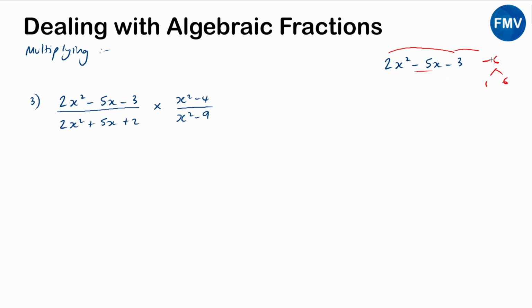Well, 1 times 6 gives us 6. If I place that as a minus and that as a positive, that gives us minus 6. And if you add them together, it gives us minus 5. So this now becomes 2x squared plus 1x minus 6x minus 3. Let's factorise this by grouping.